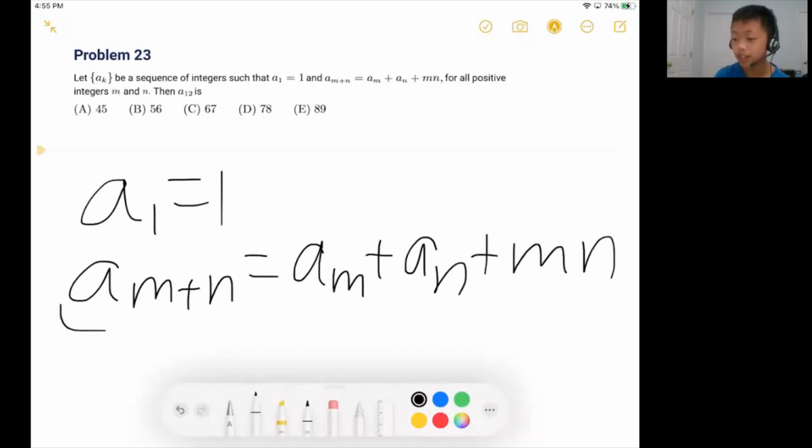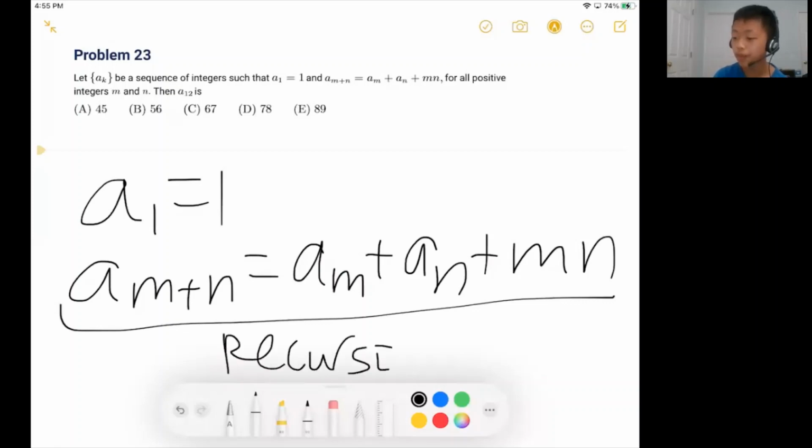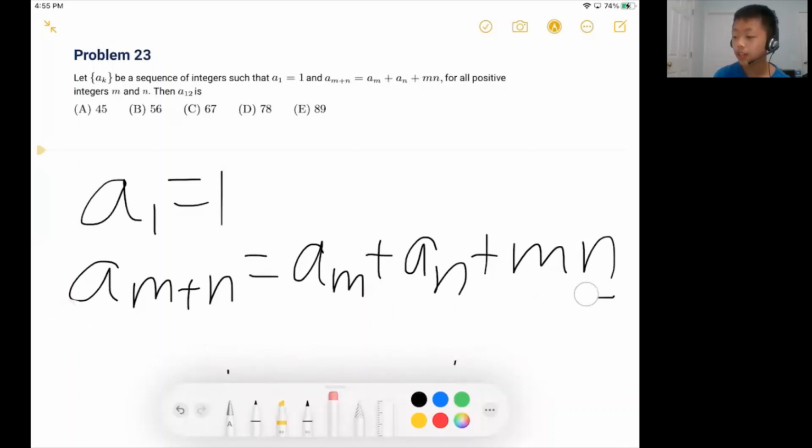So this expression, this equation, is what we call a recursion. Basically, if you have some sequence of numbers, a recursion is where you take one number in the sequence and you relate it to previous terms. That's what we call a recursion. So basically we want to find what A12 is, right? That's what the question is asking.